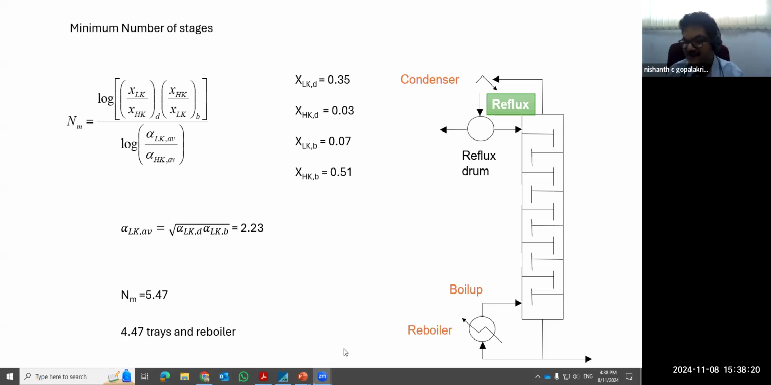We have about 2 minutes, so can you answer that part? Based on my calculation, I got 4.47. Should I use 4 trays, 5 trays, or 4.47 trays?